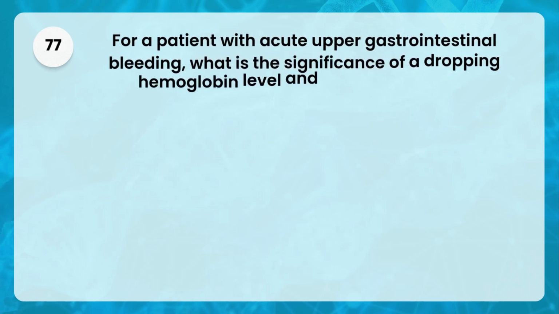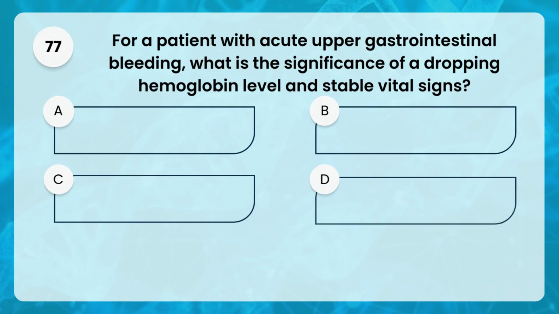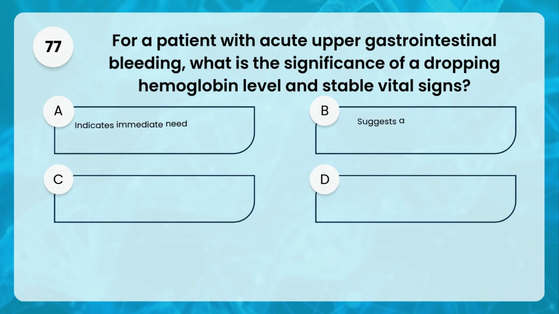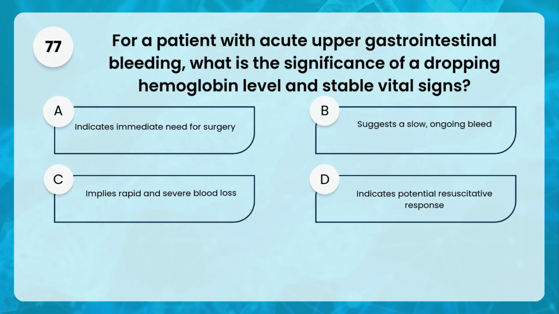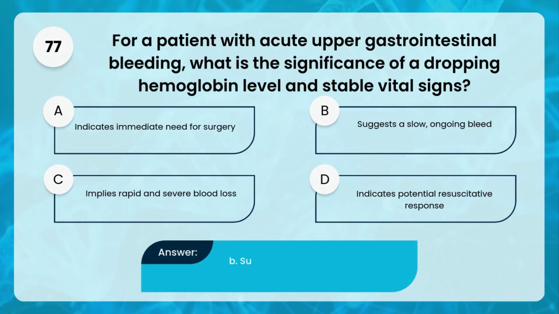77. For a patient with acute upper gastrointestinal bleeding, what is the significance of a dropping hemoglobin level and stable vital signs? A. Indicates immediate need for surgery. B. Suggests a slow, ongoing bleed. C. Implies rapid and severe blood loss. Or D. Indicates potential resuscitative response. The answer is B. Suggests a slow, ongoing bleed.